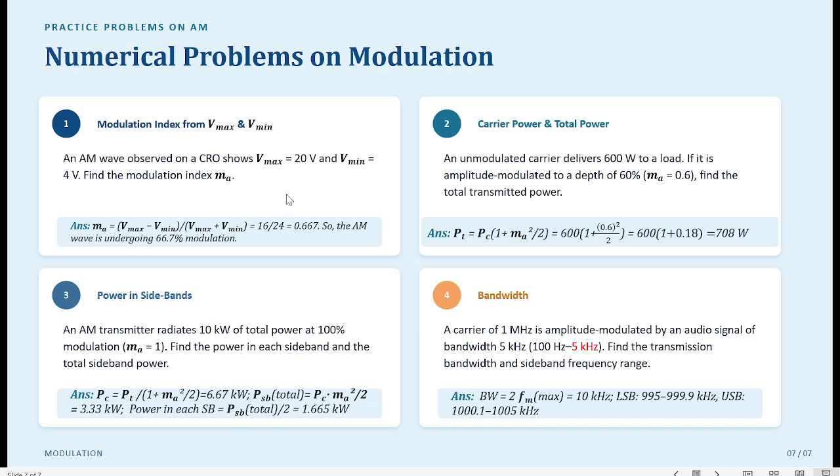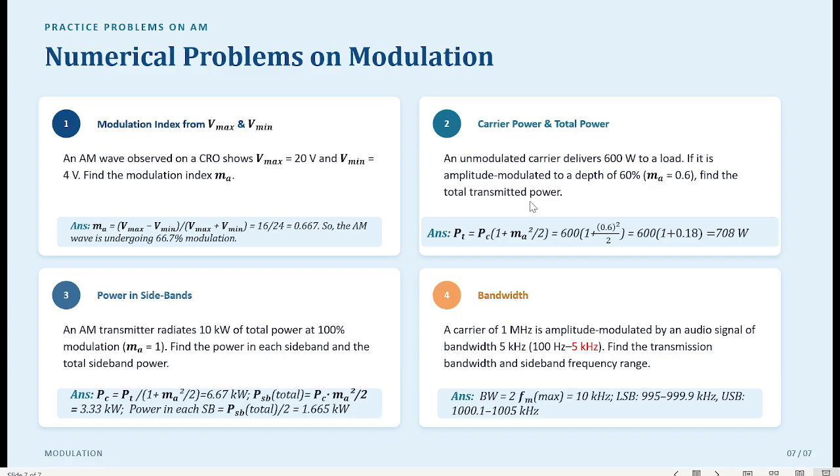The first problem deals with the calculation of modulation index. This modulation index can be simply calculated by using this formula, B max minus B minimum over B max plus B minimum, and we can see that this modulation index is less than 1. So in terms of percentage, it can be said that it is 66.7% modulation.